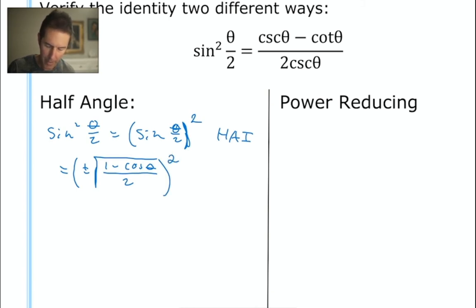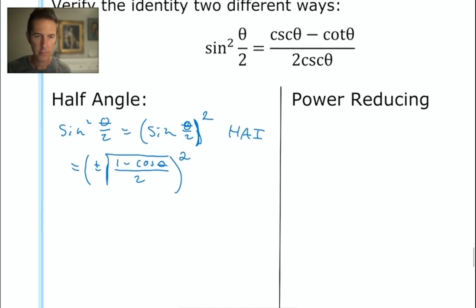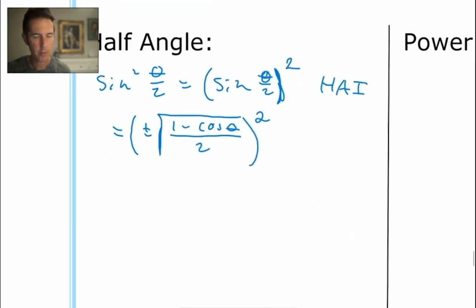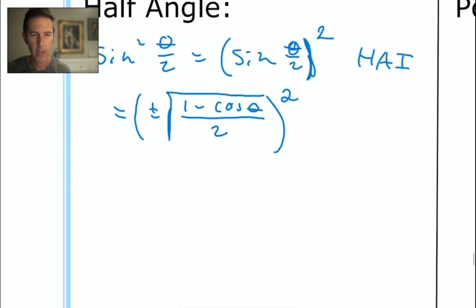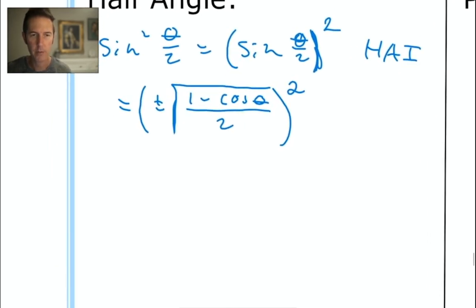But we have to square that because we have that exponent of 2 on the outside. If you square a positive number, you get a positive. If you square a negative, you get a positive. So no matter what, this is going to turn out to be a positive value. When you square a square root, those two things cancel out, and we're left with 1 minus cosine theta over 2. I don't see anything else that I can do.